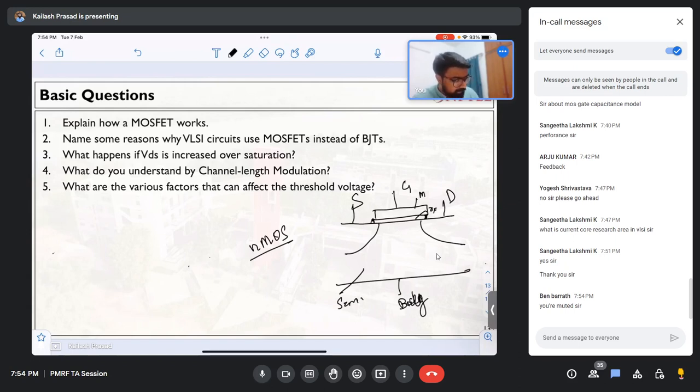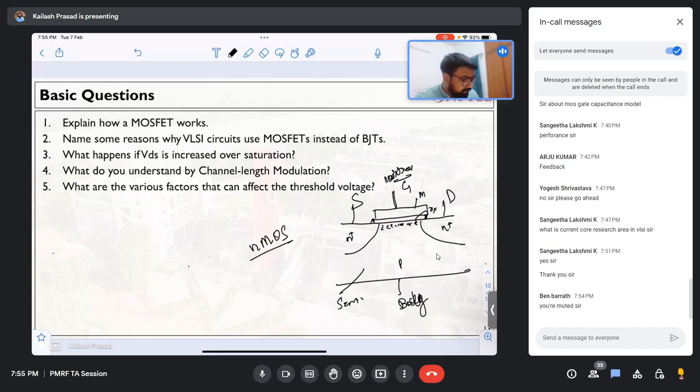So whenever you apply a positive voltage over here, and I am considering this as NMOS, in case of NMOS this will be N plus type and this will also be N plus type. This will be P type. As you apply this gate voltage, there will be electrons coming over here, a very large amount of electrons.